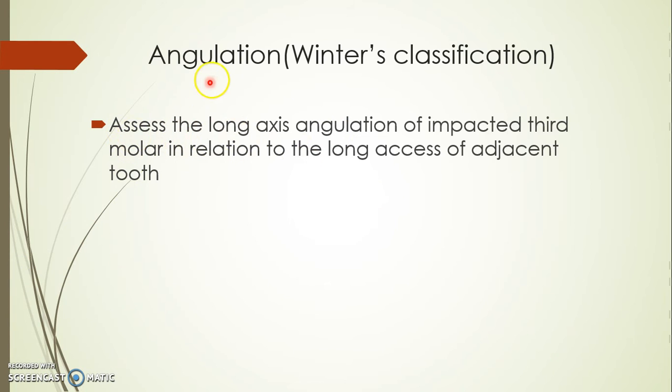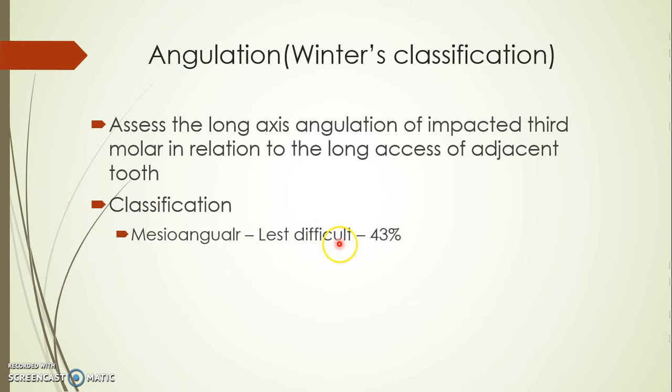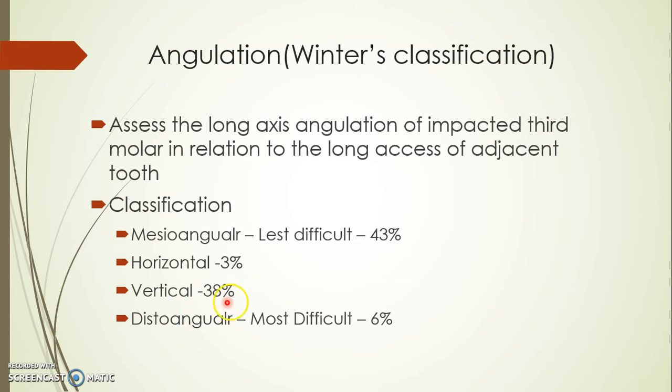Now, as I said, this angulation, Winter's classification, assesses the long axis angulation of the impacted third molar in relation to the long axis of the adjacent tooth, which is the 7 mostly. In the classification, we have mesioangular, least difficult, 43% happens. Horizontal 3%, vertical 38%. And finally, the distal angular, which is the most difficult.